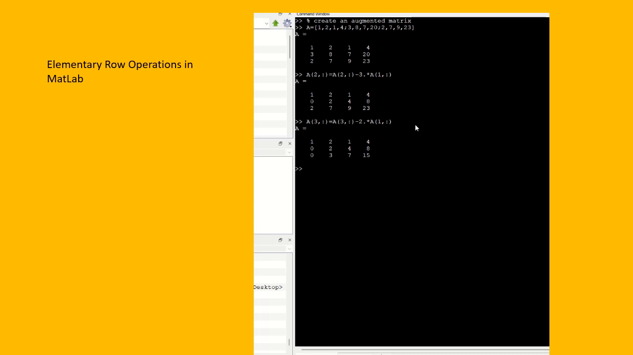Okay, so what happened here, we have a new third row, and we got it the following way. 2 minus 2 times 1 is 0. 7 minus 2 times 2 is 3. 9 minus 2 times 1 is 7. 28 minus 2 times 4 is 15. Okay, so now we have a fairly nice matrix. We've eliminated terms involving x sub 1 from the second and third equations.